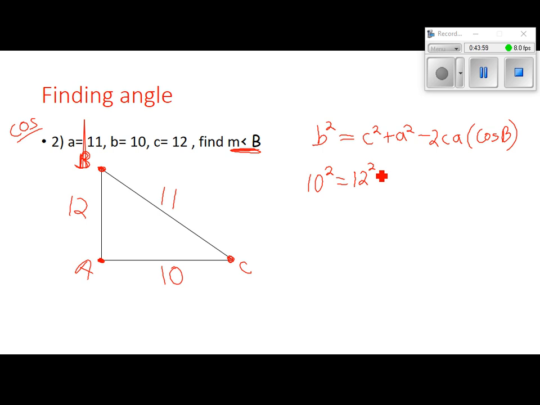What's little a this time? 11. So plus 11 squared minus 2 times 12 times 11 times the cosine of B. Do we know big B? No, that's what we're trying to find. How many variables are in that whole equation, this big long formula? Just one. And that variable either has to be on this end, like that first problem that we did, or here, like in this one.